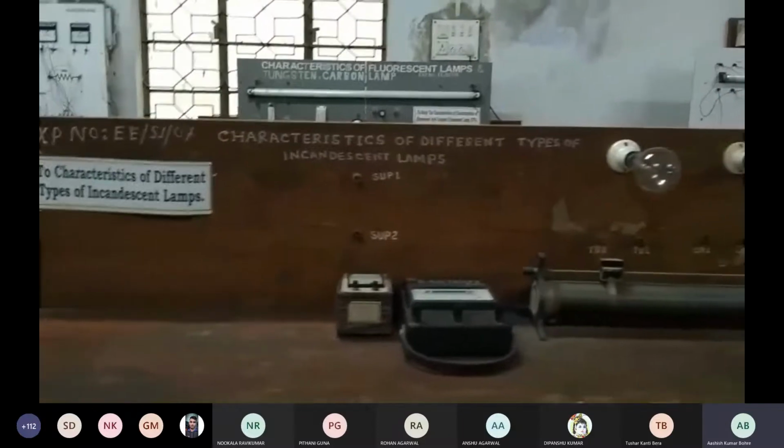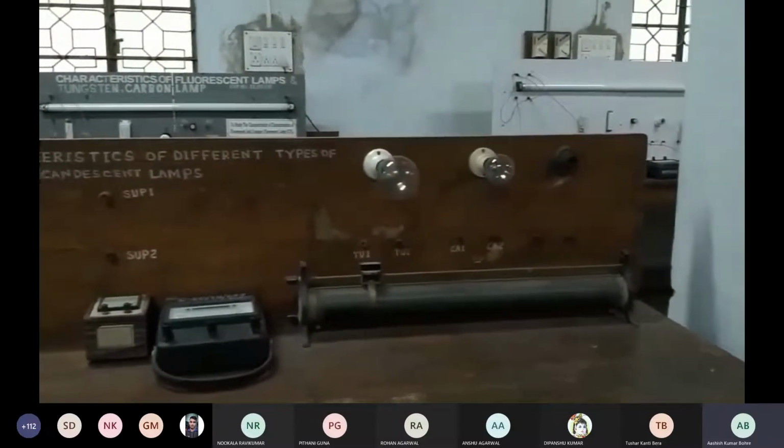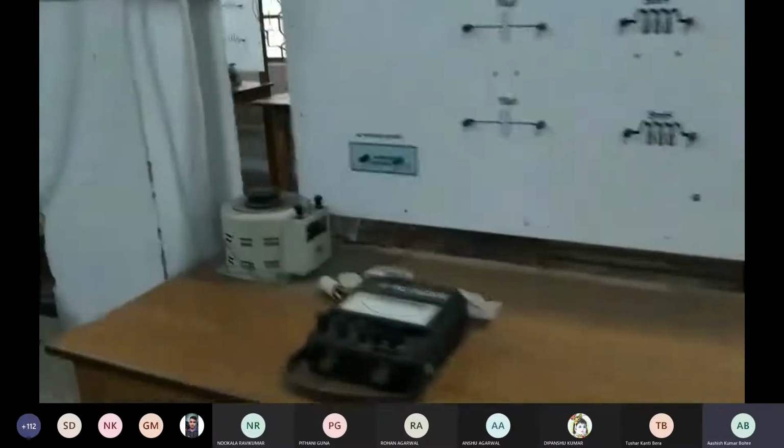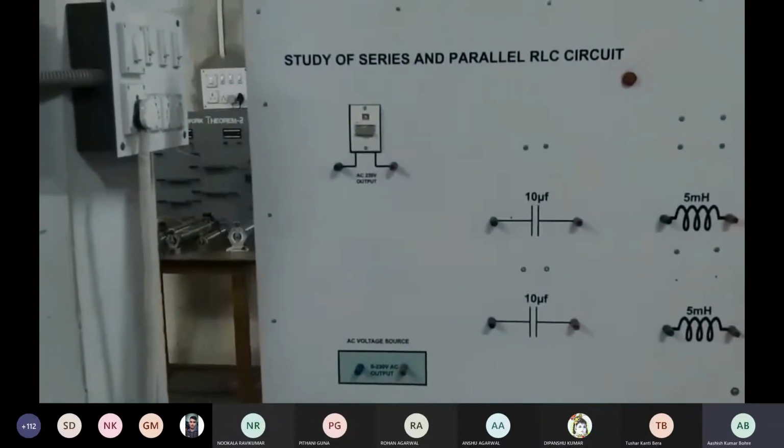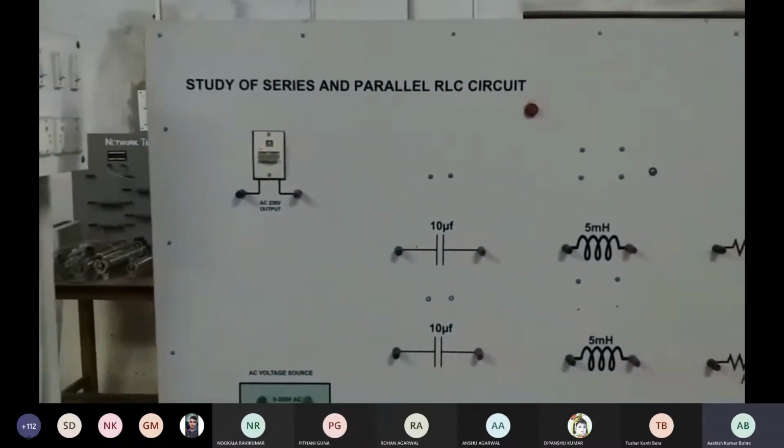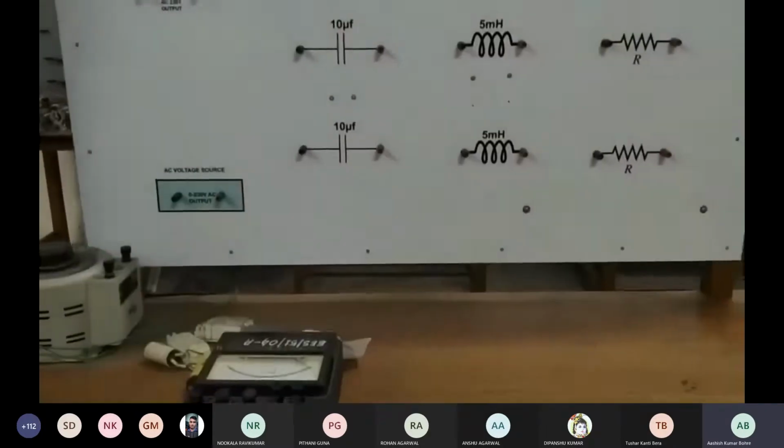Here, this is another setup for that. Different incandescent lamps are connected here. This is a study of series and parallel circuits. Series and parallel RLC circuit it is. So this is the experimental setup for that.